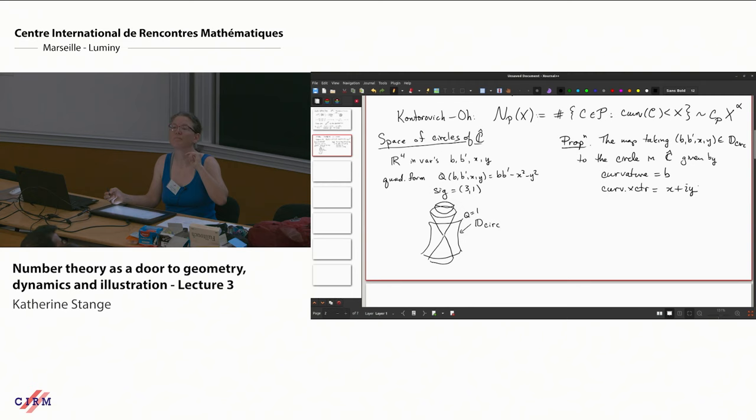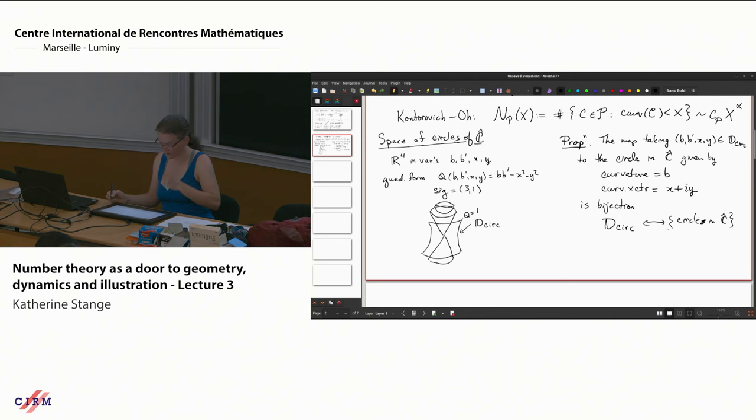You count straight lines? Yeah, you can include them, exactly. You just have to figure out what the b prime, x, y coordinates ought to be for that case, right? And so then this will be a bijection between this sheet here and the circles, including the straight lines, the circles in the extended complex plane.